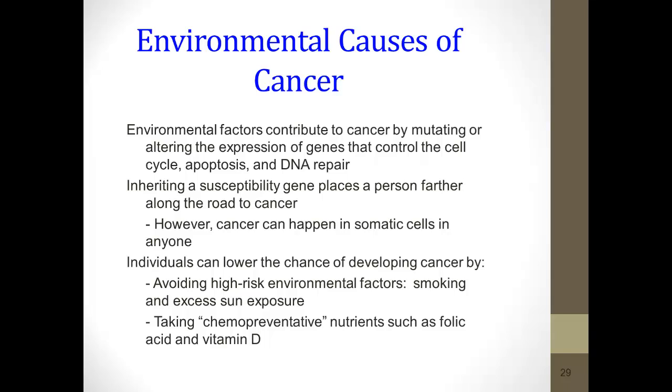There are environmental causes of cancer. Our environment contributes to cancer by mutating or altering the expression of the genes that control the cell cycle, apoptosis, or DNA repair. Inheriting a susceptibility puts you at further risk for developing cancer. We know that individuals can lower their chances of developing cancer by avoiding high-risk environments. And sometimes we can take chemopreventive nutrients; folic acid and vitamin D are just an example of a few.